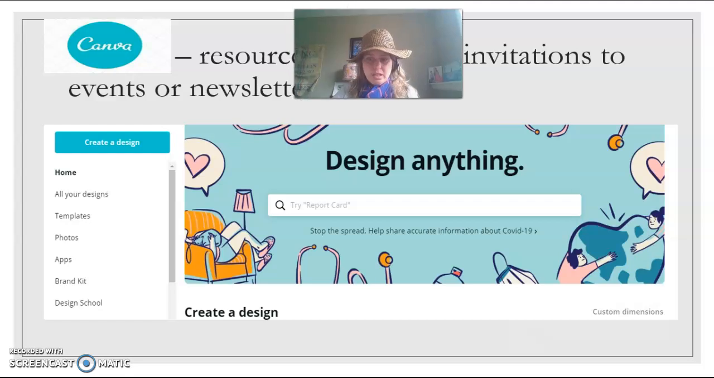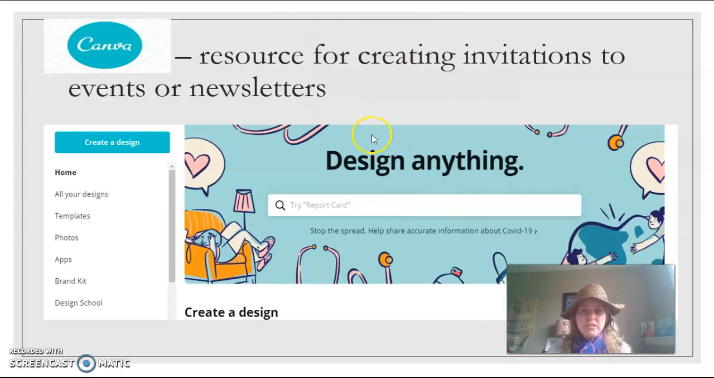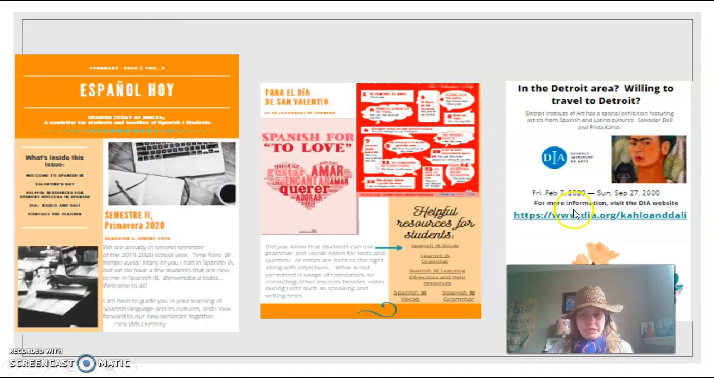Once my free subscription was done with S'more, I decided to switch over to Canva. Canva is a resource that you could use for not only newsletters, but also creating invitations to events. Again, Canva is free. So here's an example of a newsletter I created on Canva for my students. I talked about what we had been studying in class. I included some resources with links to vocab and grammar notes. And then here was an idea for families to participate in the cultural learning of Spanish.